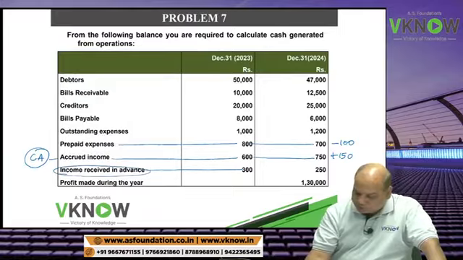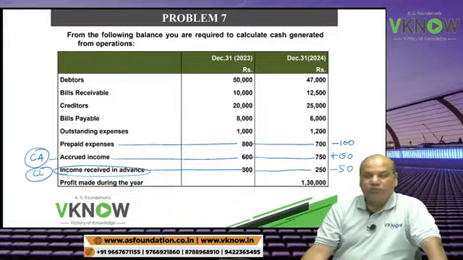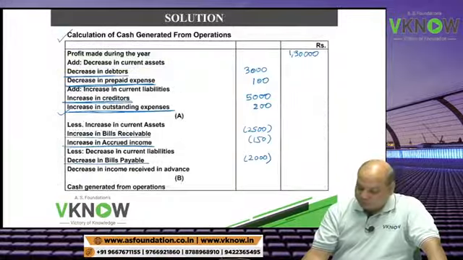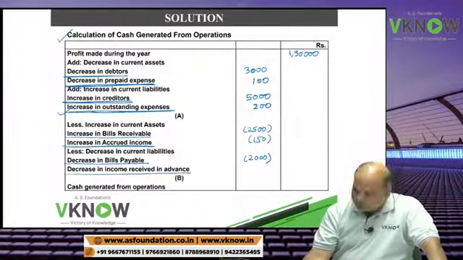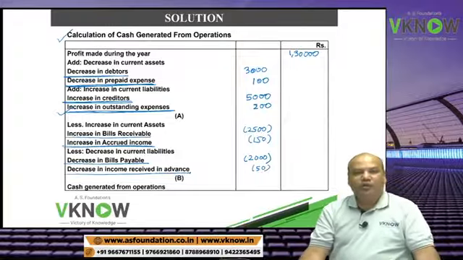And then last item on the screen, income received in advance. Income received in advance is a current liability. There is a decrease of 50. Decrease in current liability, decrease in cash flow. Here in the last line, decrease in current liability is a decrease in cash flow.